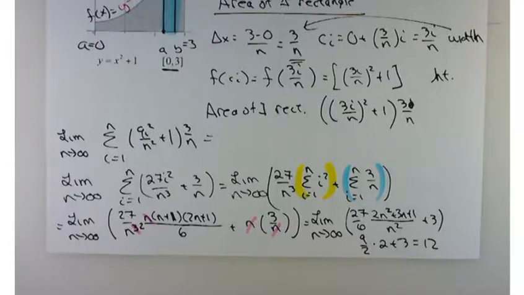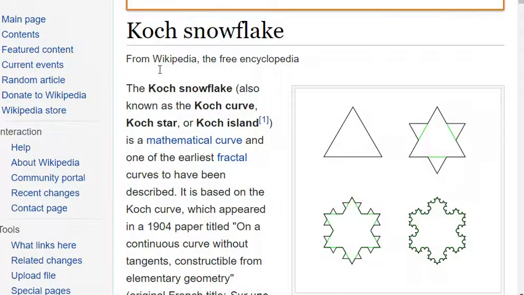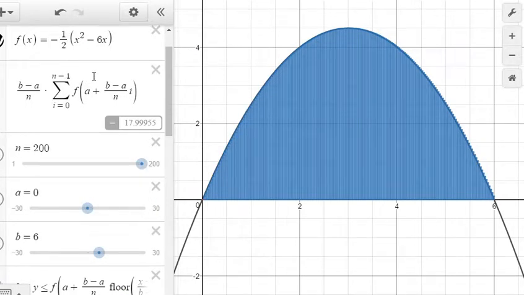That's the area of the whole thing. So, in fact, you know what? I think I can edit that little decimals thing that I have. We can kind of look at it there. So here we go. Left Riemann sum.